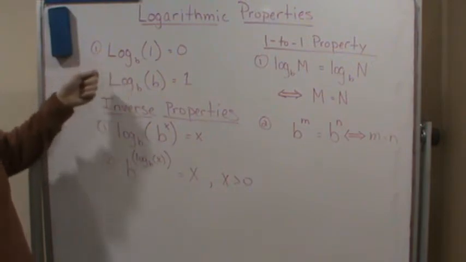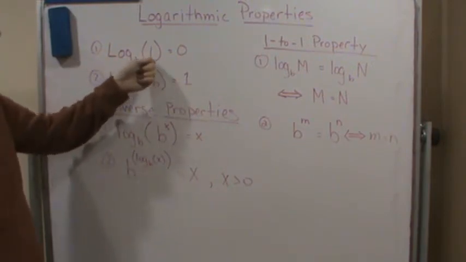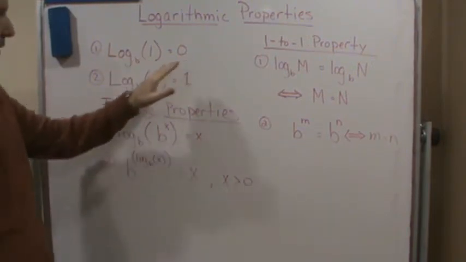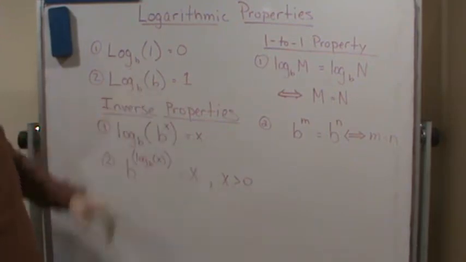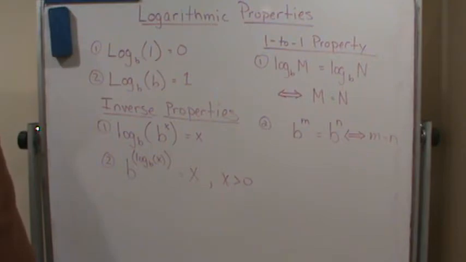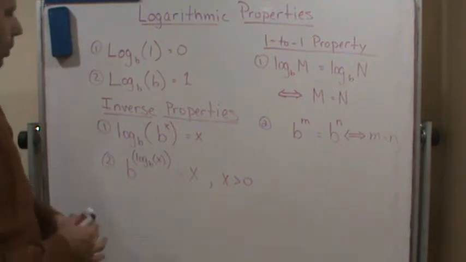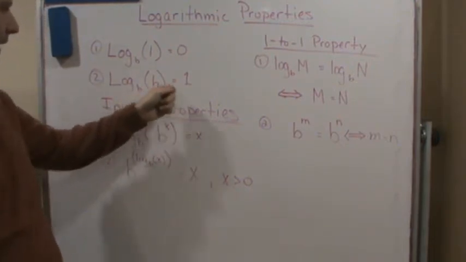So these first two here: the log base b of 1 is equal to 0. That's true for all b, okay? So again, b is positive, so for all b except for 1, of course. Log base b of b is equal to 1.